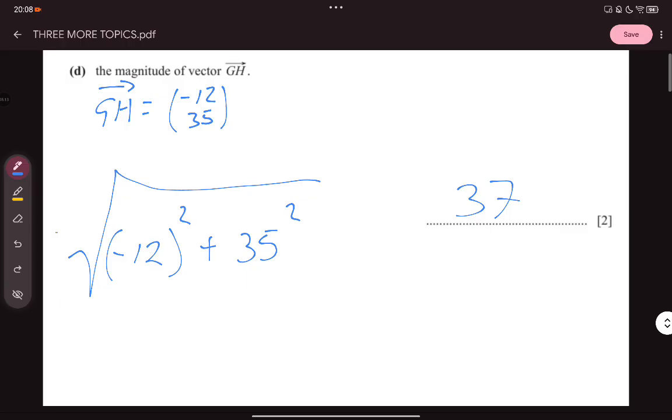So magnitude, that's how you do it. Top number squared plus bottom number squared inside a square root sign. It's the size of the vector, the length of the line, if you like, if I was to draw it.